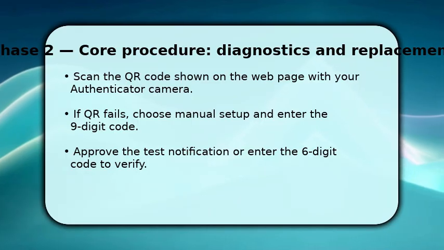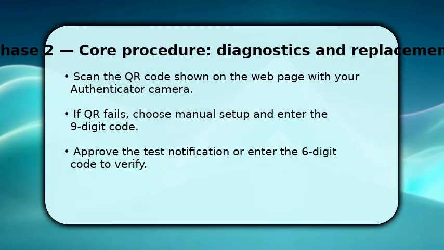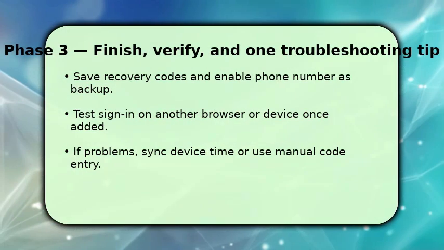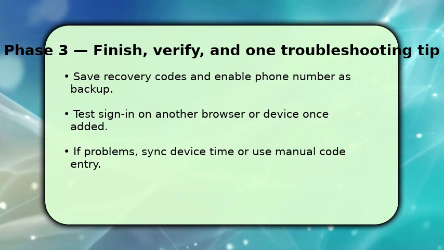After the app shows the code, enter it on the Microsoft website or approve the push notification. When verification completes, the account will be linked and ready for sign-ins. You finish by saving recovery codes and enabling a secondary method like your phone number.